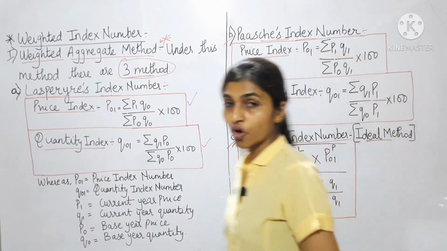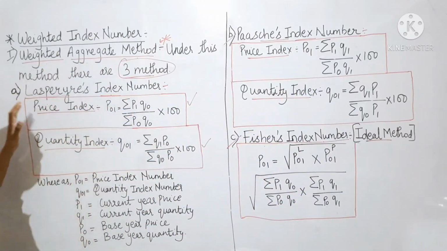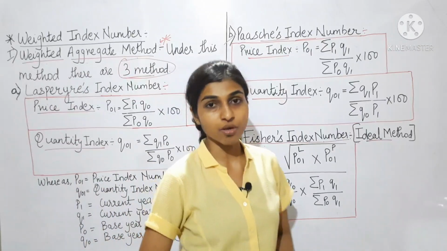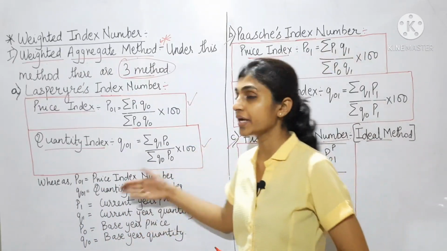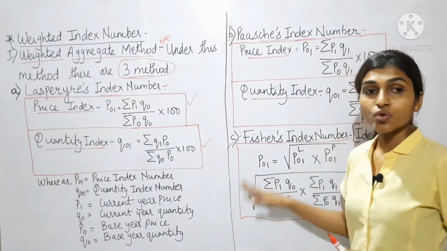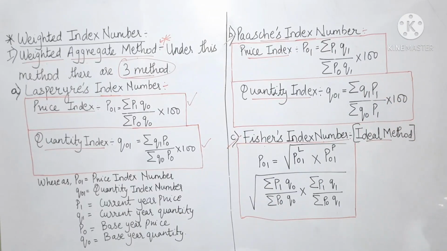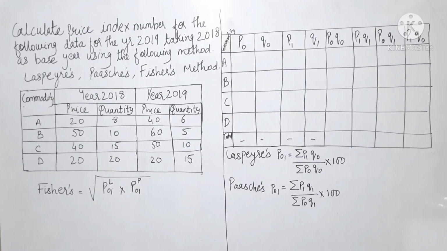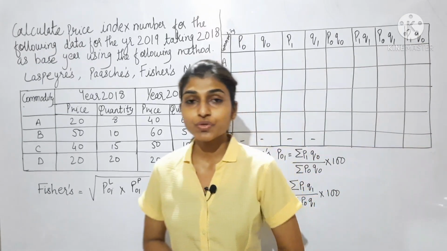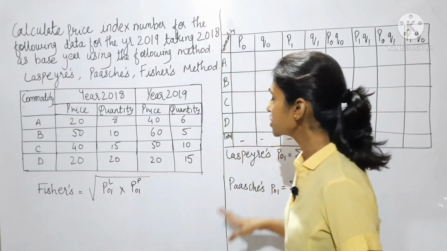So note down the formula, and next we'll see the examples of Laspeyres, Paasche's and Fisher's index number, how to calculate or how to find them. By the time, note down all the formulas in your notebook. Okay, so now we'll move to the example of Laspeyres, Paasche's and Fisher's method.